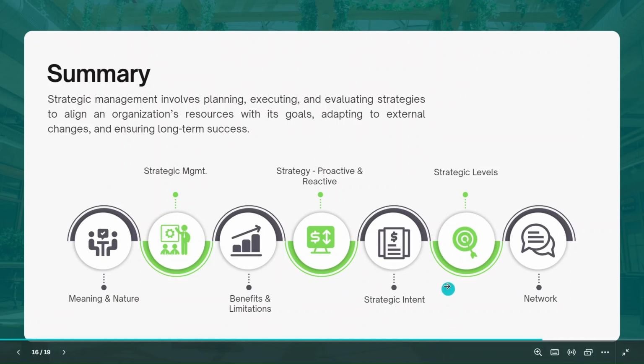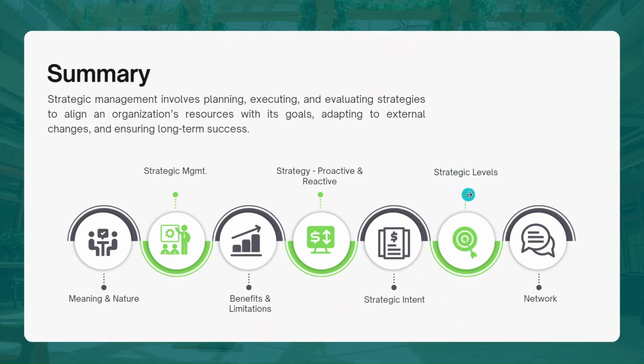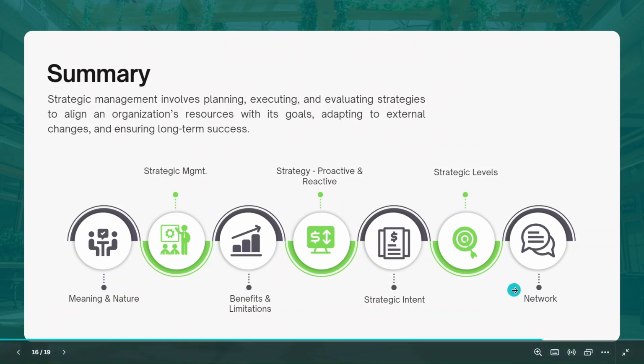Then we saw about the strategic intent, the vision of the company, the mission of the company, the goals and objectives, and the values and value system the company operates with. And we saw the three levels of business organization: the top level, strategic level, business level, and the operational level. Then we saw the network of relationship between the strategic levels. So this is all the first chapter, strategic management.